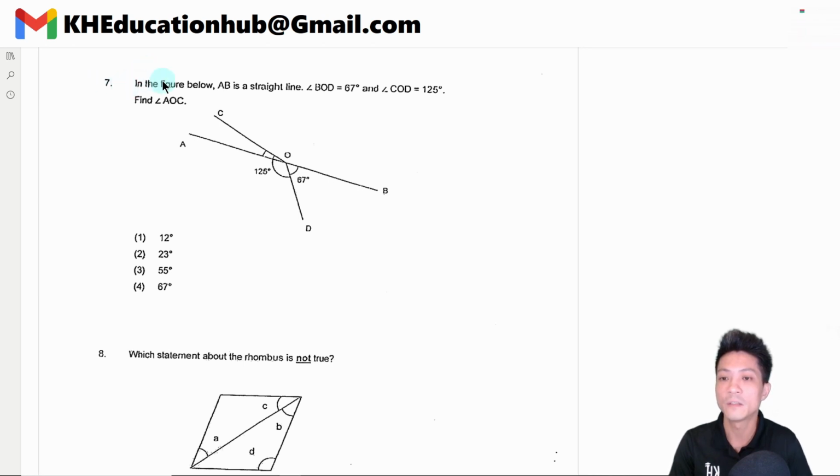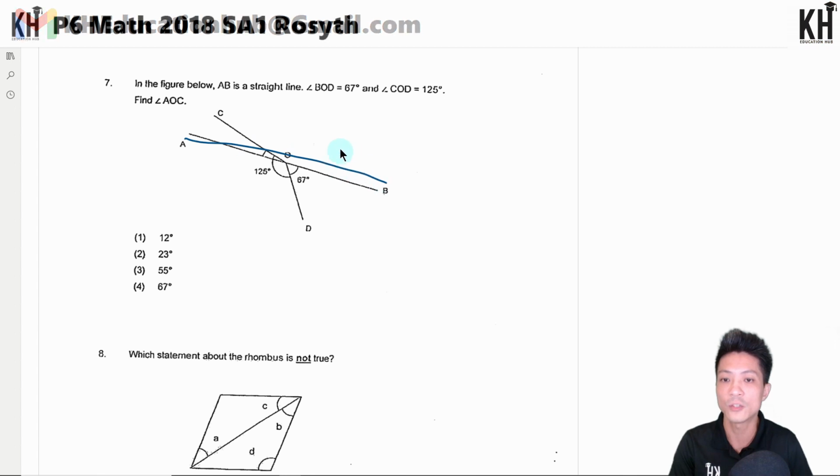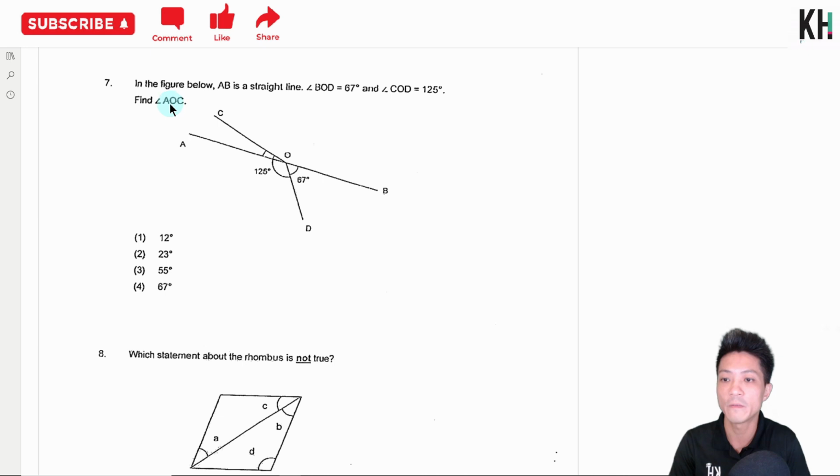Question 7, in the figure below, AB is a straight line, so AB is over here. Angle BOD is 67. Angle COD is 125 over here. Find angle AOC. AOC will be this tiny angle over here.